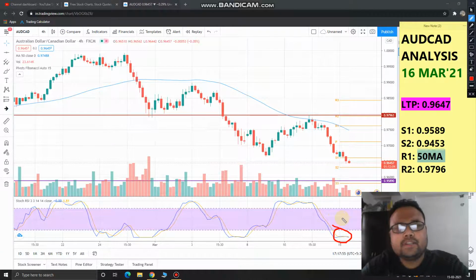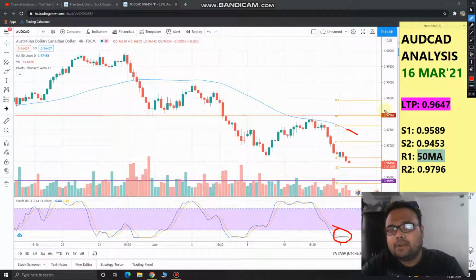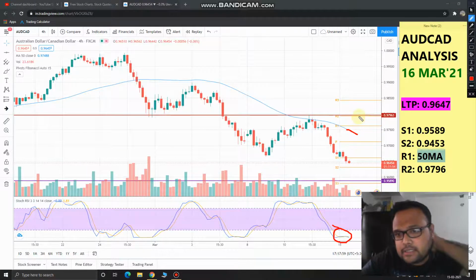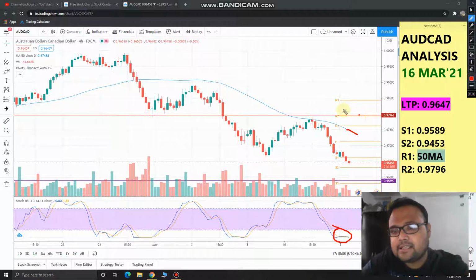So what should be our strategy for 16th March? You can see that I have also drawn few lines on the chart. So this is the second resistance. First resistance is the 50 moving average and this is second resistance. So what should be a strategy in case market goes up? Listen to me carefully.